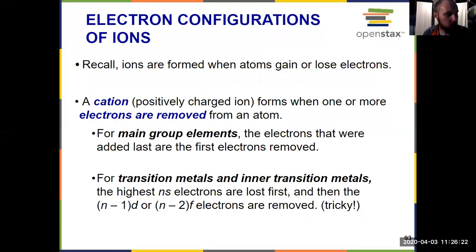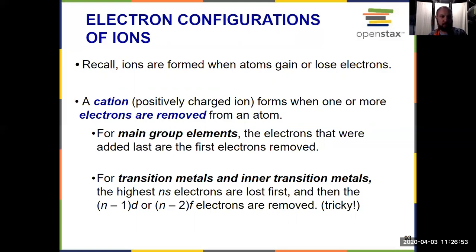The last consideration we have for electron configurations is that of ions. And we've talked about ions since chapter 2. They're formed when atoms gain or lose electrons. A cation is something that's positively charged, and that can only be done by removing electrons. Remember, we can never change the number of protons. So the question is, what electrons do I pull off to make a cation?